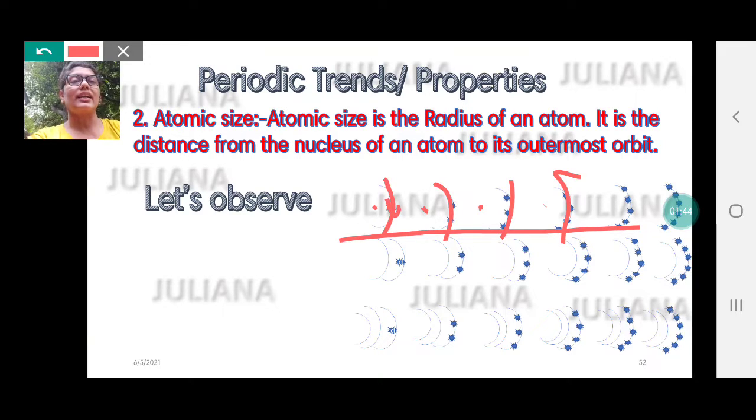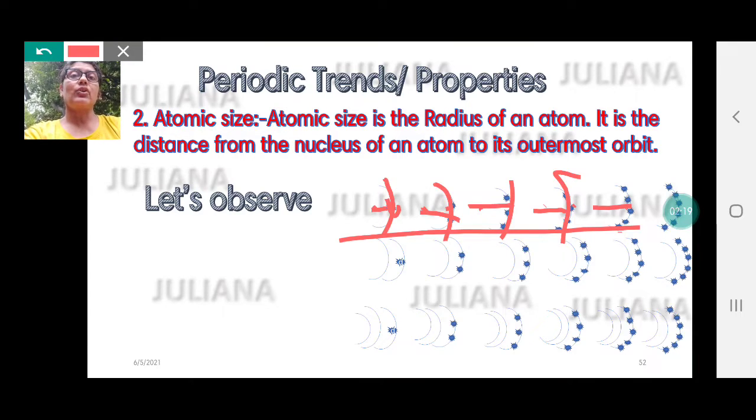Now look at the elements properly. Here there is 1 electron. Here there are 2 valence electrons. There are 3 valence electrons, 4 valence electrons, 5 valence electrons. Now what is happening? The more the number of valence electrons, the more will be the pull towards the nucleus. And as there are more and more electrons added in the same shell, the size will become smaller and smaller. Though the number of shells remains the same, this could be a given reason also.